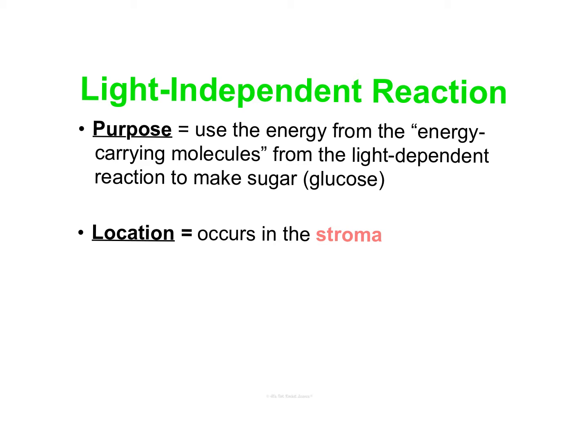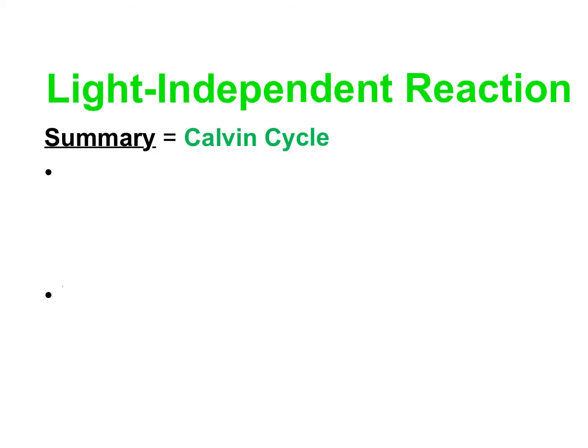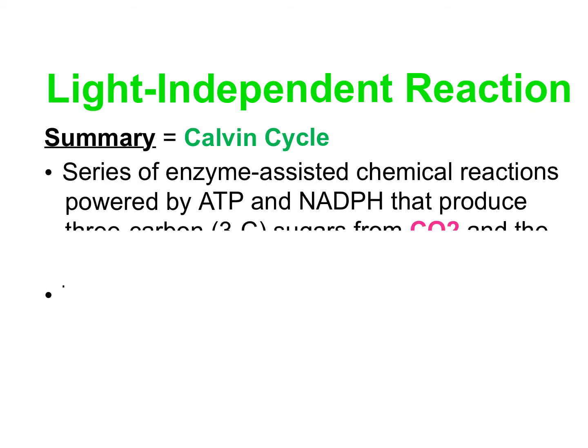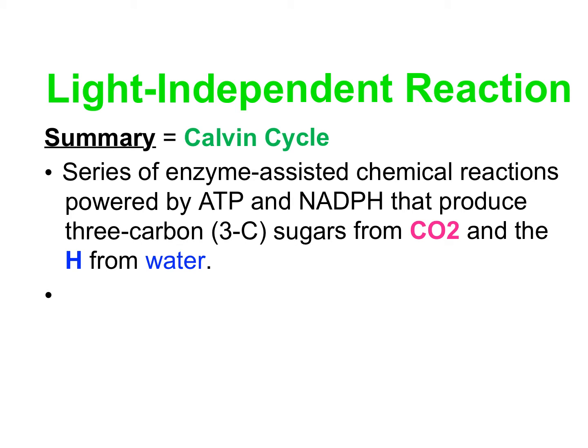So we're taking the stuff we made in the thylakoid, we're taking it out into the stroma to do the next set of reactions. The actual process that's happening in the dark reactions we call the Calvin cycle. The Calvin cycle itself is a series of enzyme-assisted chemical reactions powered by ATP and NADPH, so our energy-carrying molecules, that are producing 3 carbon sugars from our CO2 and our hydrogen from our H2O. So we're using these energy-carrying molecules to produce specific sugars.